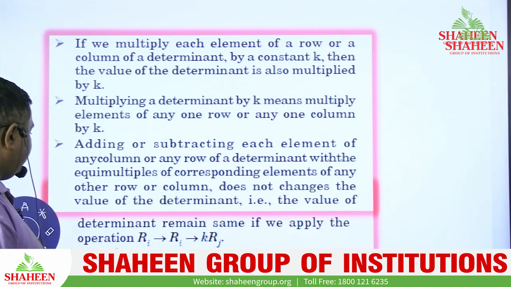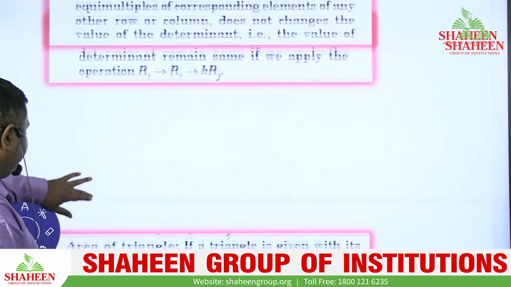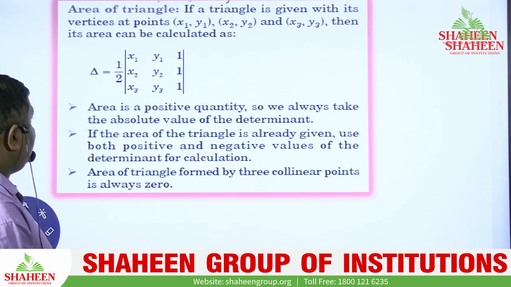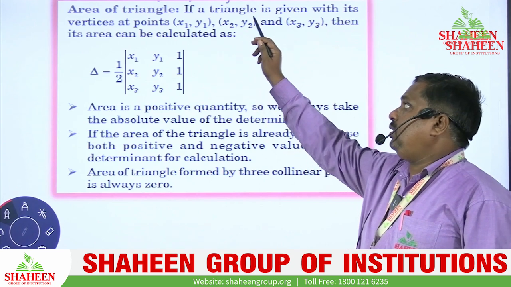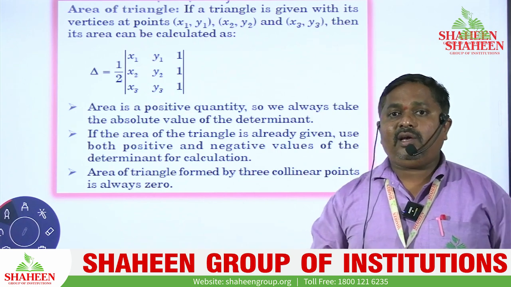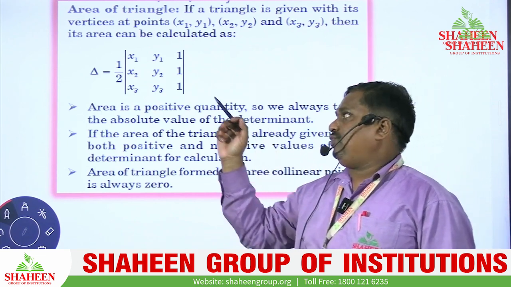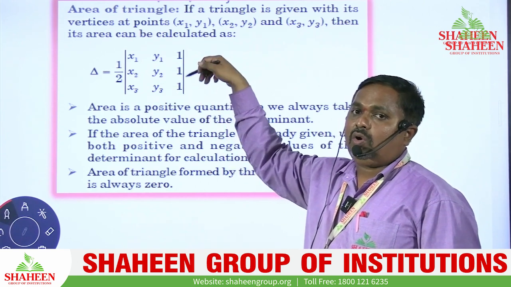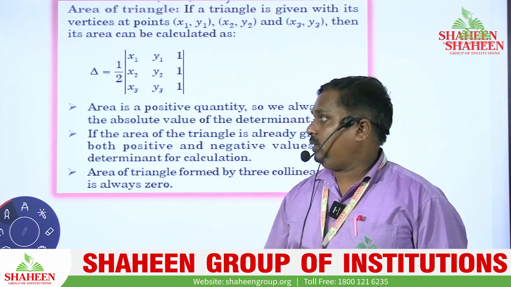next, we'll move to the next point, that is area of triangle. Area of triangle, suppose we have given the three vertices of the triangle. One is x1 y1, another one is x2 y2, third one is x3 y3. Then the area of triangle is equal to 1 by 2 into determinant. First we are writing x1 y1, x2 y2, x3 y3 as the first two columns, and in the last column we are taking 1 1 1. On expanding this we will get the area of triangle.